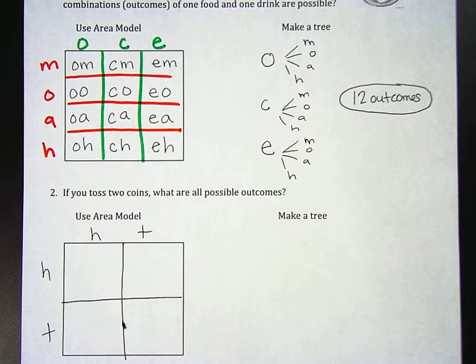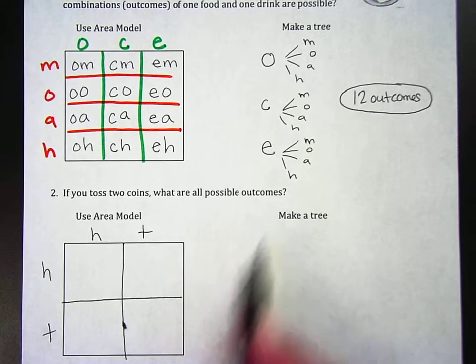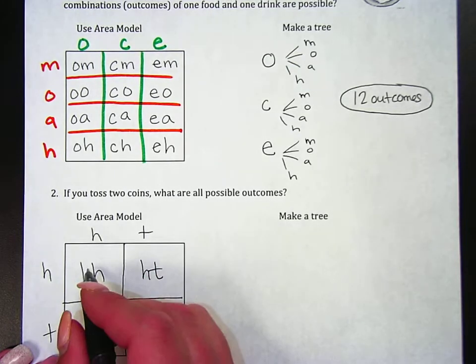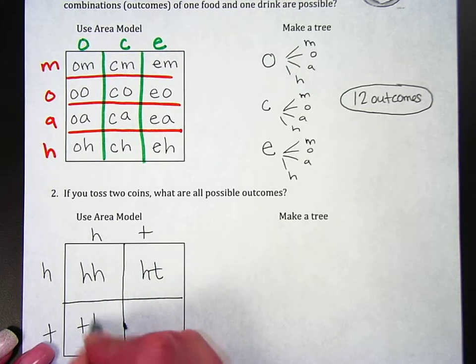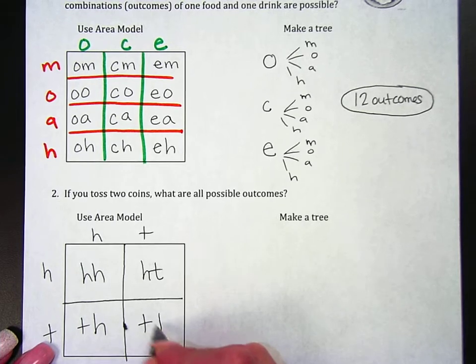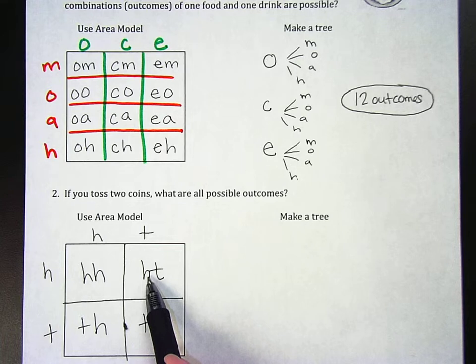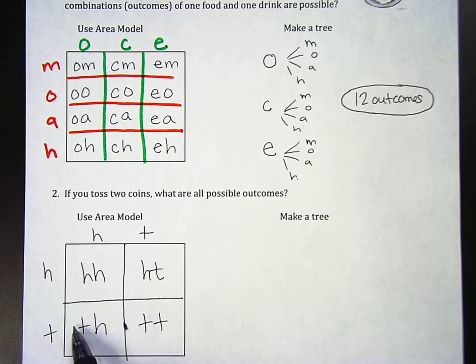In science, they call this the Punnett square, right? I could have the mom and the dad. So as I toss these coins, I could go heads with heads, or heads and then tails, or I could do the opposite, tails first and then heads, or tails and then tails. So notice these are 2 different options: heads first and then tails, or tails first and then heads.